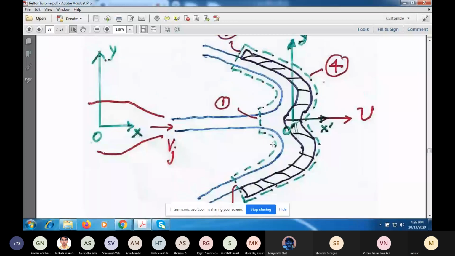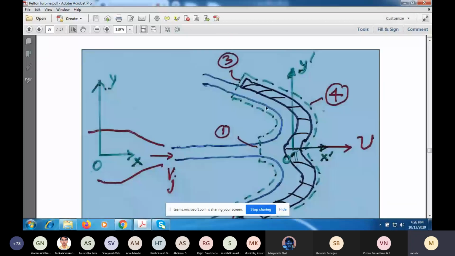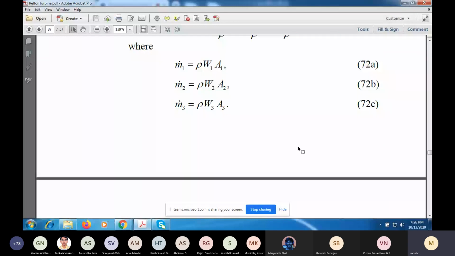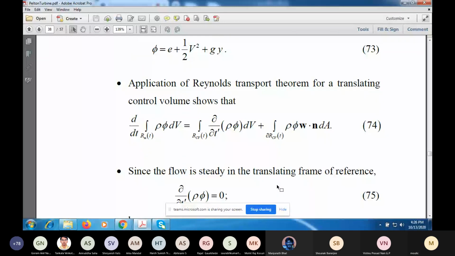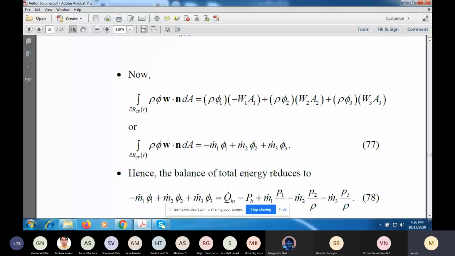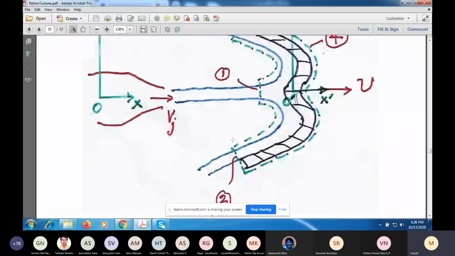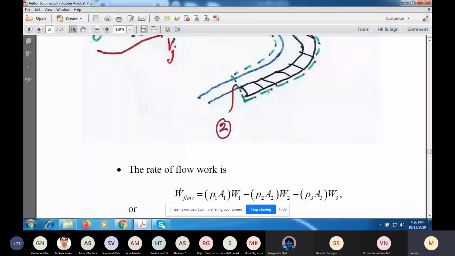So the physical interpretation of these terms is, let us say the last term is the flux of property through section 3. Similarly, the middle term is the flux of property coming out of section 2. And M1 dot phi 1 is the flux of property at section 1. So this is coming in. So the rate of change of the property is the outflux minus the influx.